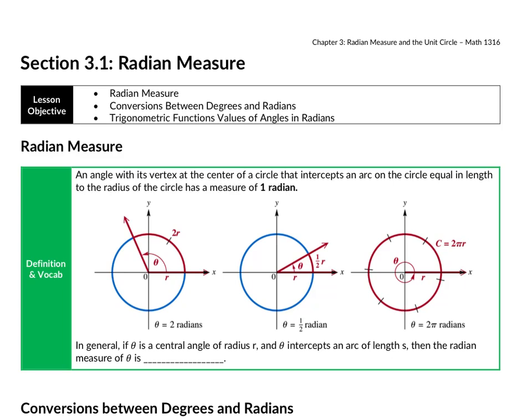Chapter 3 introduces the idea of measuring angles in radians. Some of us are going to be more familiar with the radian measure than others, but it is a more common angle measurement for trigonometry. So what is a radian?